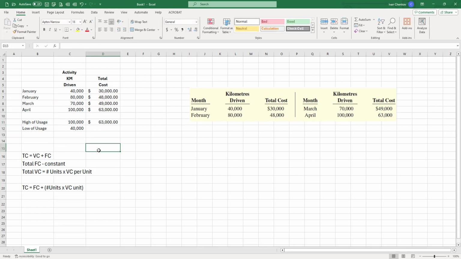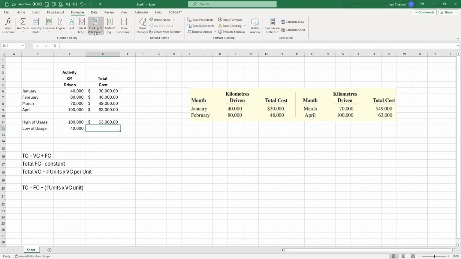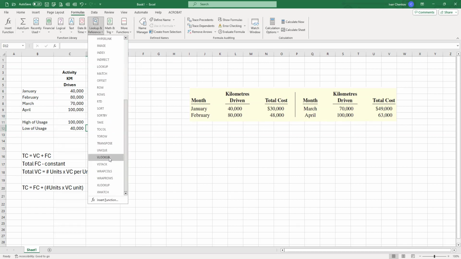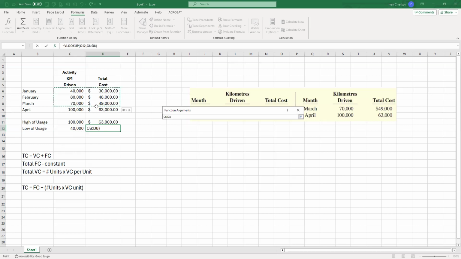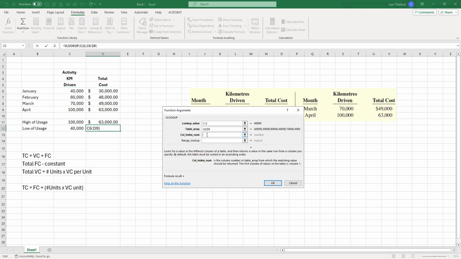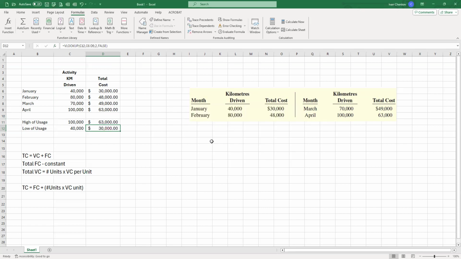And I have my cost for that particular high usage. If I want to do the same for the low usage, I can do the same. Or I can simply see 30,000. That will be the other way to do it. But let's use the formula again so I can get used to the formulas. Go to the vertical lookup again, check for this value in this table, and use the second column of the table, which is the total cost. And if it's not, I'm going to put false. Make sure you spell false correctly, otherwise it's going to give you something else.